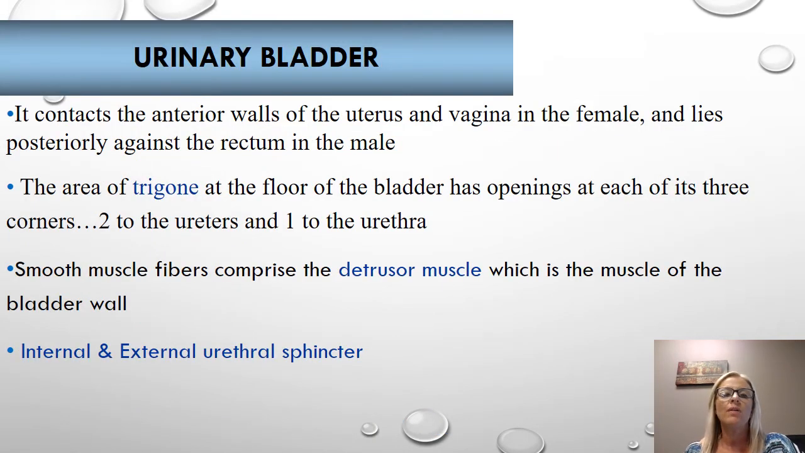All right, so the urinary bladder is a hollow muscular organ. It's located within the pelvic cavity, posterior to the pubic symphysis and inferior to the parietal peritoneum. We have a triangular area on the internal floor of the urinary bladder, and we call that the trigone. It really does look like a little triangle. It has openings at each of the three corners, 2 for ureters and 1 for the urethra. We have muscle fibers that make up the detrusor muscle, which is the muscle of the bladder wall. And then we also have an internal and external urethral sphincter.